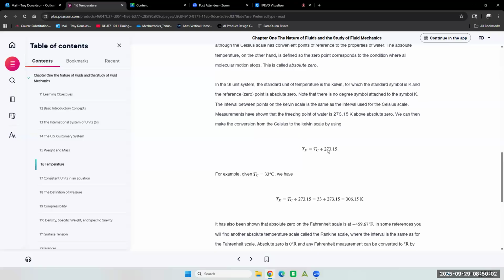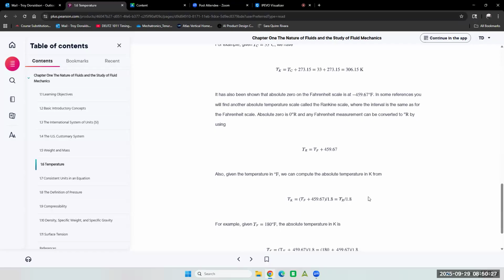It does some example problems here. If Celsius is 33, how much do we have in Kelvin? So you just do the math, right? You just add 273.15 to it. We get 306.15 Kelvin. So it's like the Celsius scale, and it's just slid. You know, the whole scale is just slid 273.15.